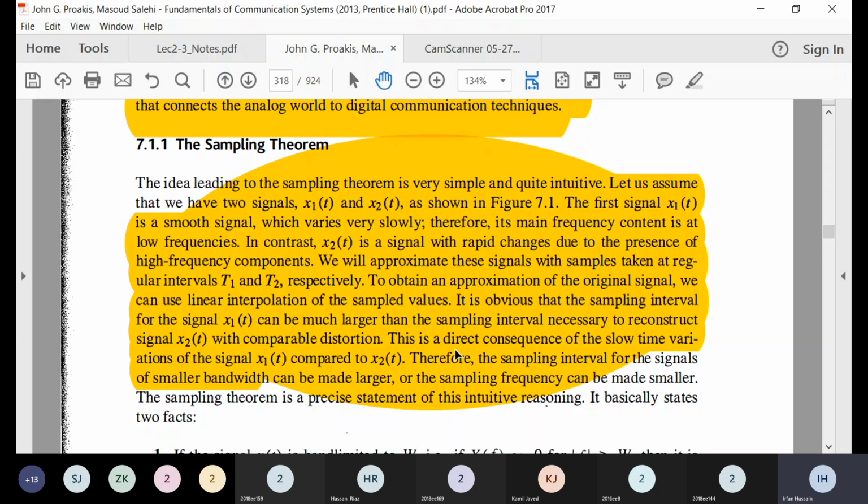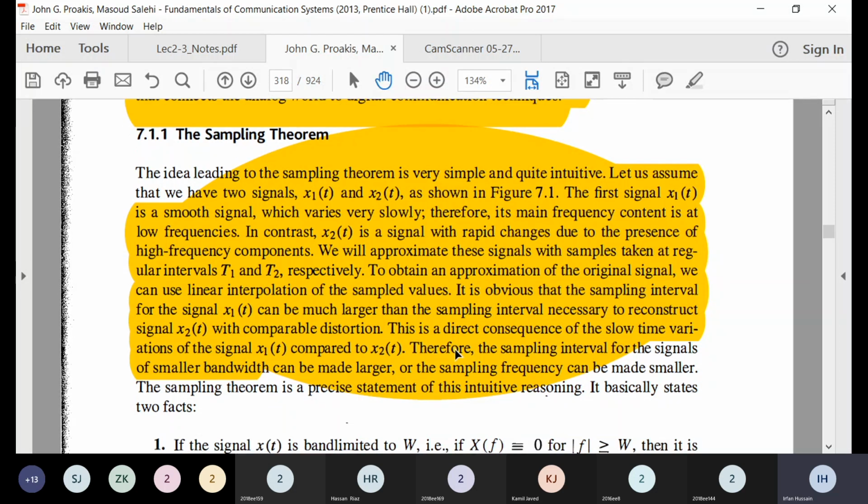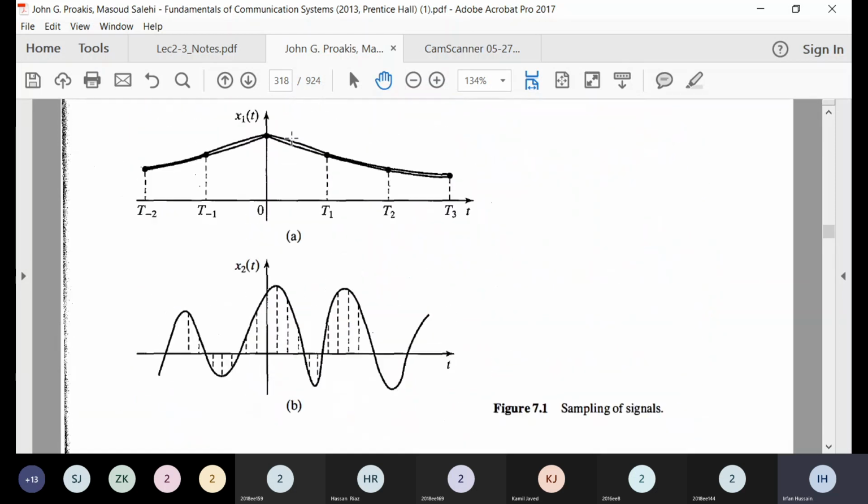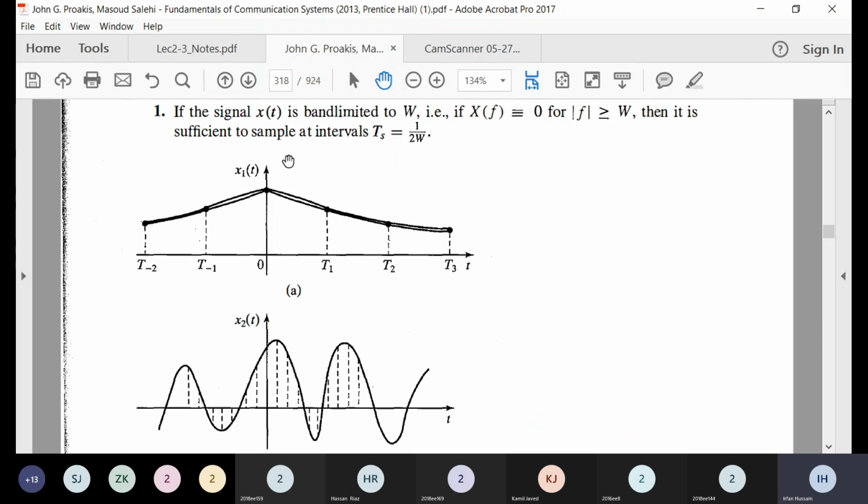All right, so sampling theorem. What is the sampling theorem? It is quite intuitive, quite logical, simple. If I have two signals, let us say x1 and x2, you can see here that x2 is a comparatively fast changing signal with time, and x1 is a slowly varying signal.